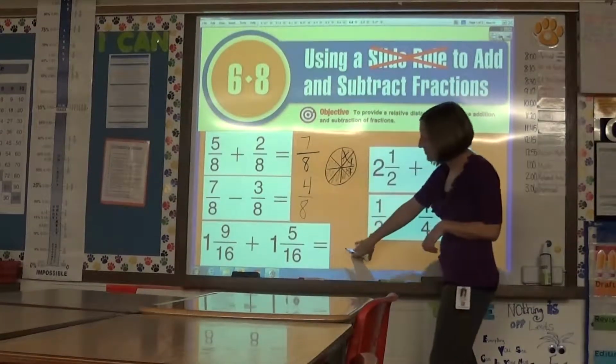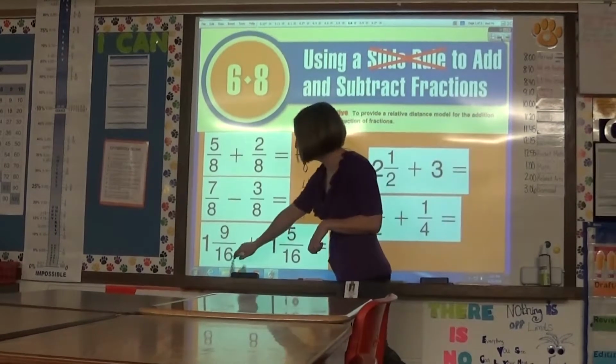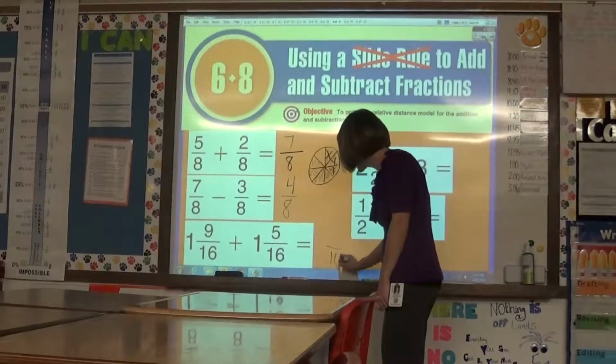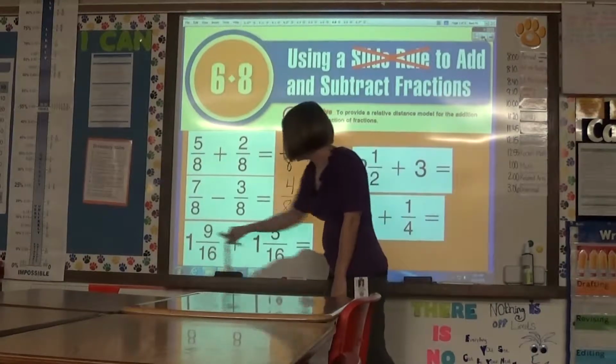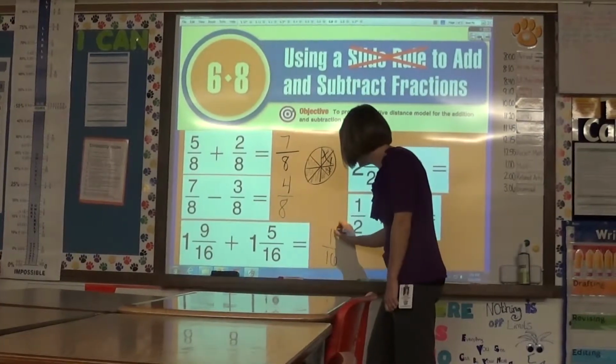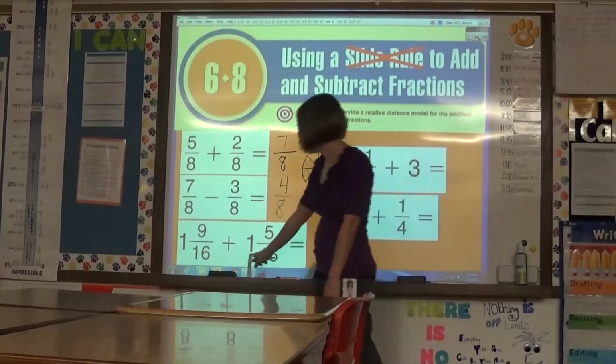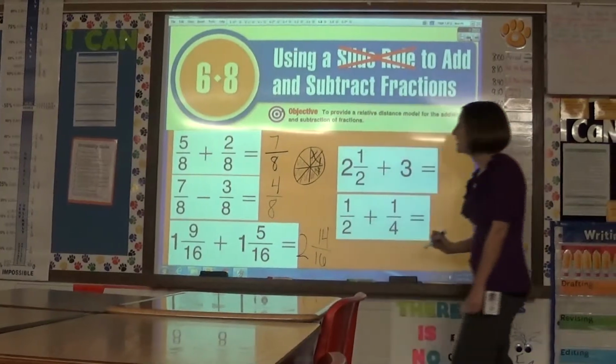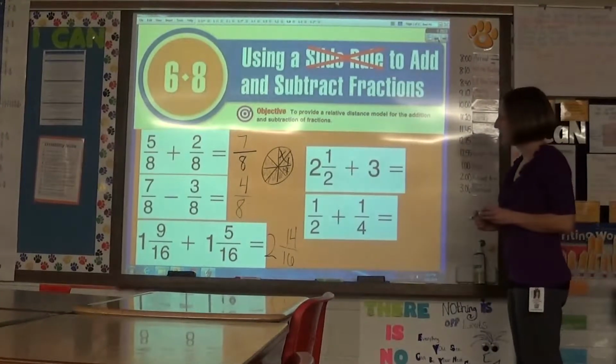Down here, we have a different denominator, but it's still a common denominator because we have 16 here and 16 here. I know my answer is going to have 16. 9 plus 5 is 14. And then I have to add my whole numbers as well. So 1 plus 1 is 2. So all of those had common denominators.